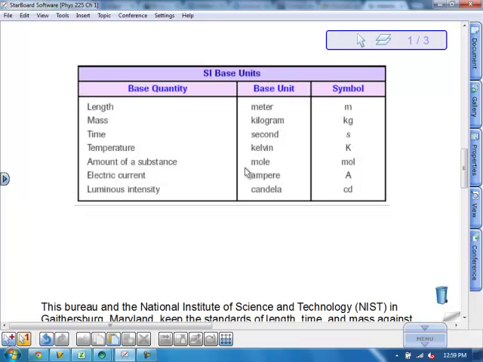The amount of substance, we won't use this often, if at all. You'll use this in chemistry. The unit would be mole. Electric current, we will use amps for that. Luminous intensity, we'll use candela.